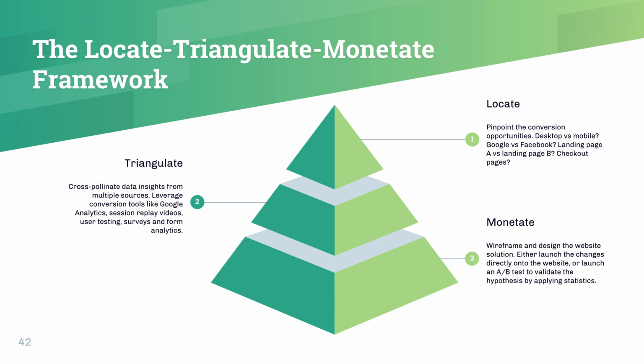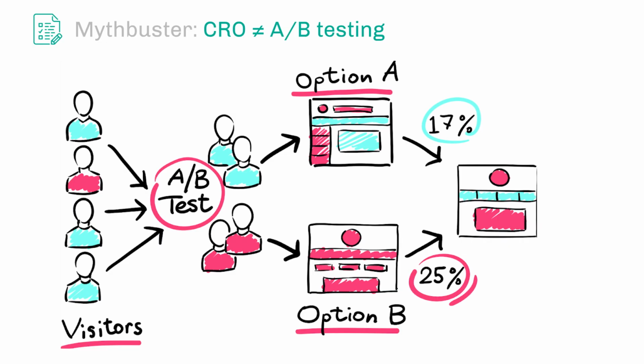And lastly, with monetate, just to reiterate what I said before, the application of statistics, or the lack of application of statistics, can really, really undo everything else that you've done. So don't waste all that time and energy you spent on locate and triangulate by not running your statistics. Otherwise, that conversion rate, I can assure you, is not going to go up.